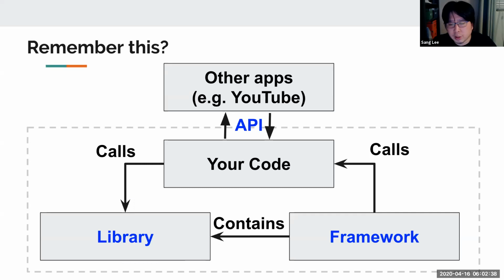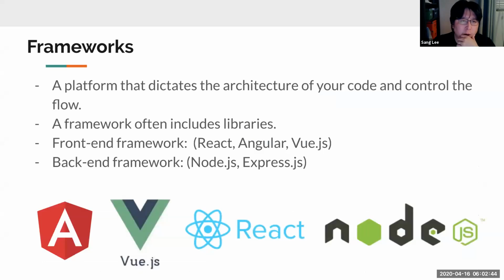So it's almost kind of like a programming language. You kind of have to follow the syntax. So again, a framework is a platform that dictates the architecture of your code and controls the flow. And it's going to look completely different from what you have done so far. So it's not anymore like writing HTML code and JavaScript and CSS. It's going to be different.